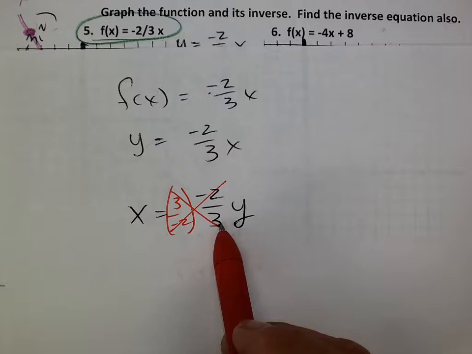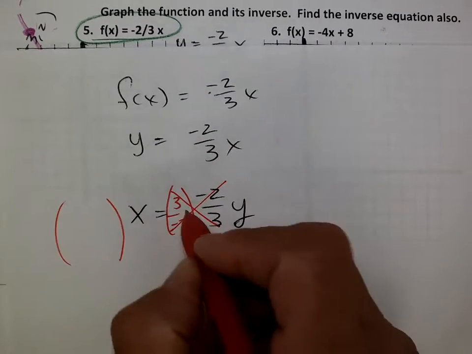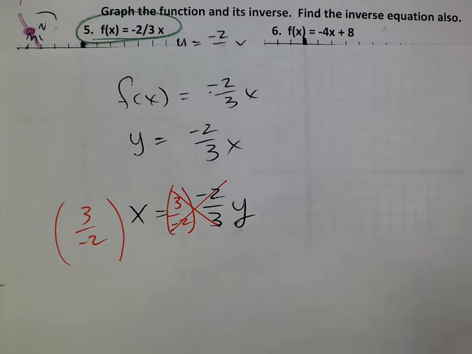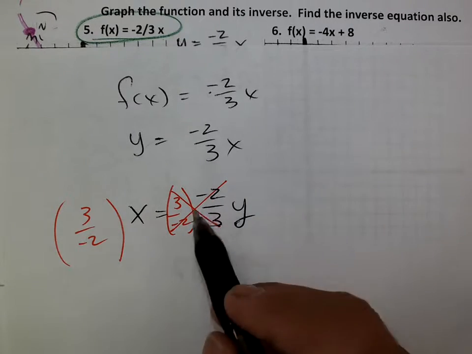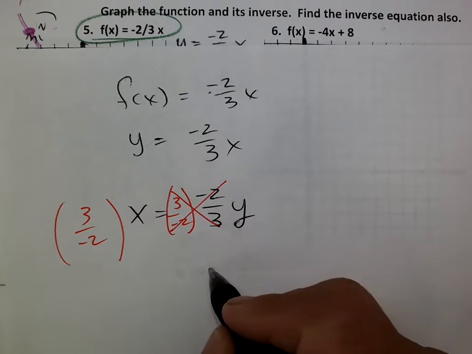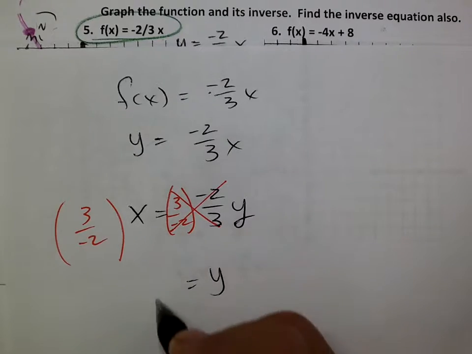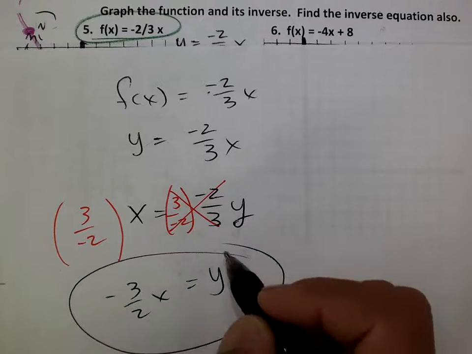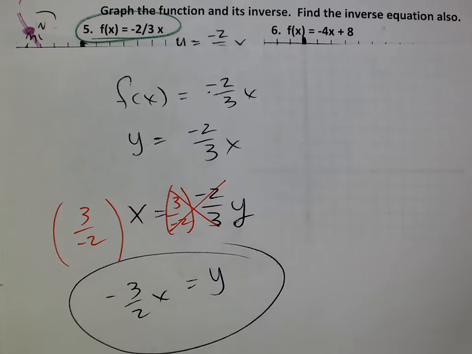What I do to one side, I have to do to the other side, so I multiply by 3/-2. The fractions are gone. I'm left with y equals negative 3/2 x. That's my inverse. Does that help? Shall I go through it a second time?